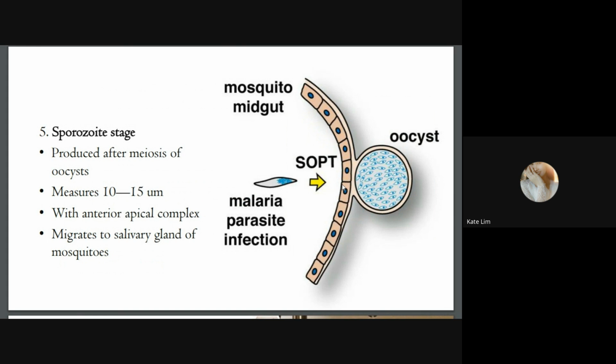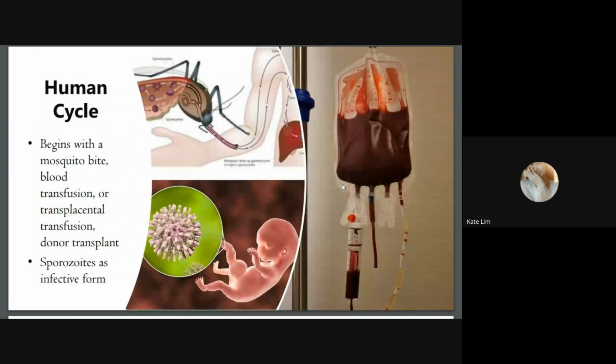So, therefore, when an infected mosquito bites a human, it injects the sporozoites into the bloodstream, and the life cycle happens. So, once a mosquito is infected with the Plasmodium, it remains infected throughout its life. Meaning it is capable of transmitting malaria to humans in future bites. So, we're done with your mosquito life cycle.